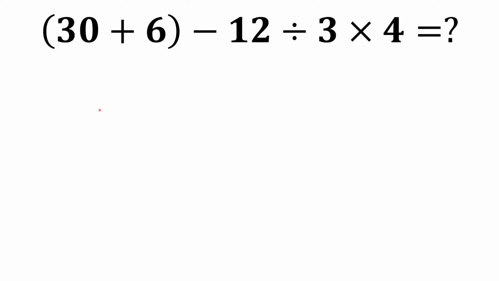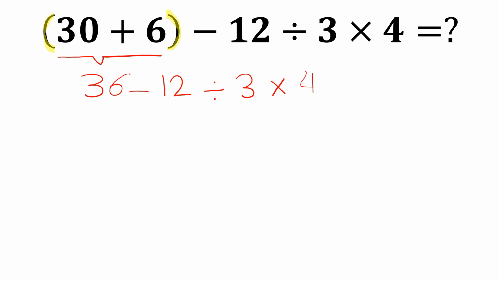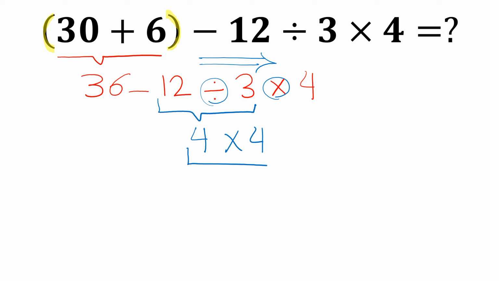Now let's move on to a tricky question. The question is (30 plus 6) minus 12 divided by 3 times 4. According to the PEMDAS rule, we must first solve inside the parentheses. 30 plus 6 equals 36, and the expression becomes 36 minus 12 divided by 3 times 4. At this point, it's time for multiplication and division, which we solve from left to right. So, 12 divided by 3 equals 4, and 4 times 4 equals 16. Finally, it's time for subtraction. 36 minus 16 equals 20.